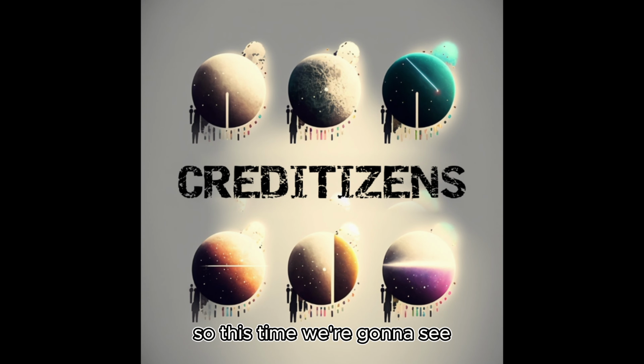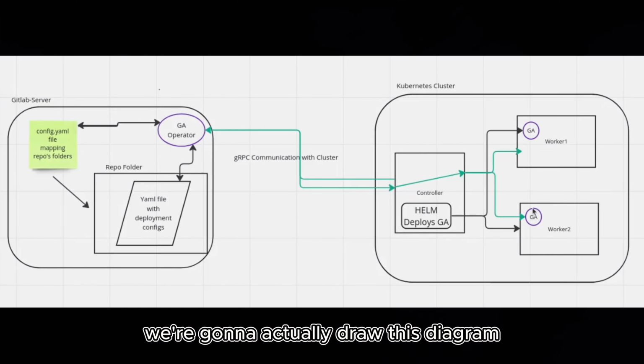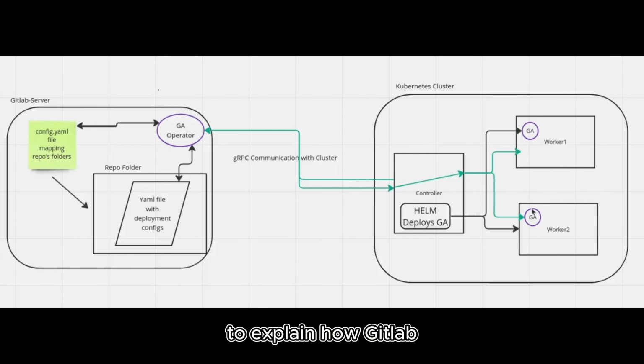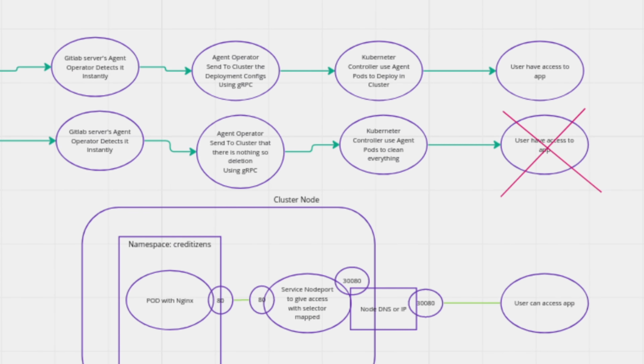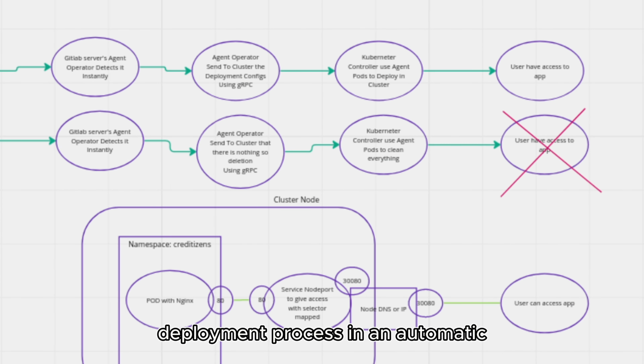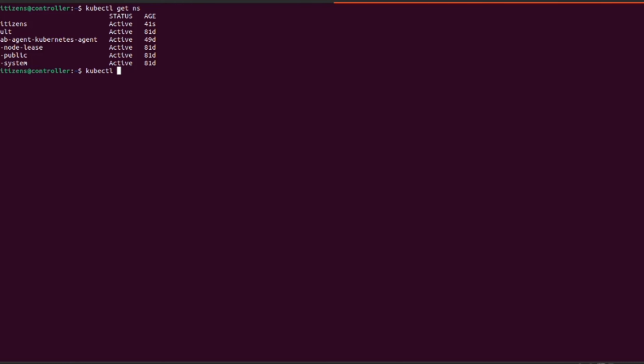So this time we're gonna actually draw this diagram to explain how GitLab agents are deployed and are handling the application deployment process in an automated way using a GitLab server, with some use cases. And here we have our cluster.